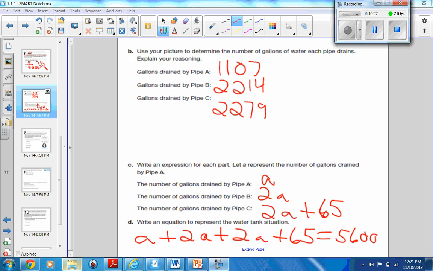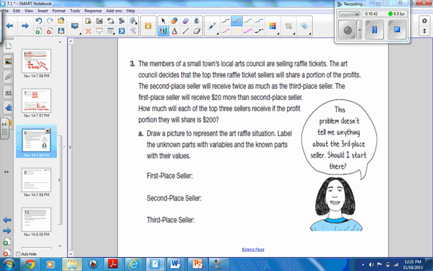But if you break it apart and draw it in pictures, you can make one big equation, and then you can do some guessing and checking, at least for now, until we show you a different, easier method to figure it out. All right, number 3 is more of the same. So I want you to read through that.